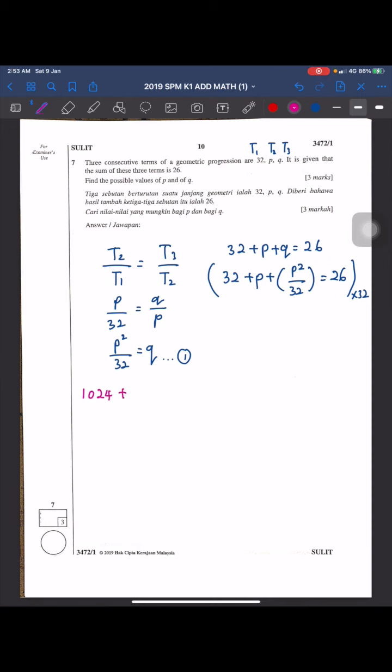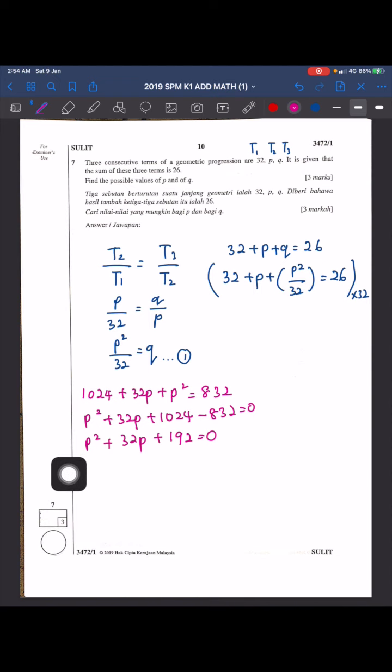So we will get 1024 plus 32P plus P square is equal to 832. Okay, so saya susun balik. So kita akan dapat P square plus 32P plus 1024 minus 832 equals to 0. So P square plus 32P plus 192 equals to 0. Biasa dalam maths kita tahulah kalau dah sampai macam ni, apa yang kita buat?